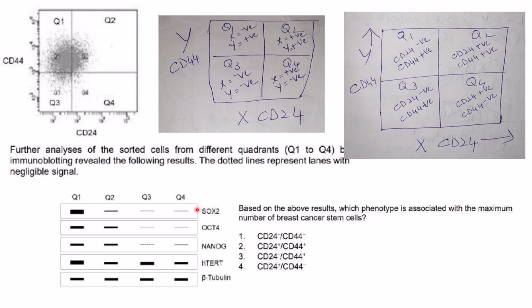Okay, so SOX, OCT, NANOG must be at high levels in the cancer cells. Similarly, HTERT should also be expressed at high levels in the cancer cell. So when you analyze this immunoblot, you will find that Q3, Q4 have less signal intensity. And if you see the HTERT, you can see that it is also less band intensity than that in Q1. But if you see Q2, again these transcription factor signal intensities are more in Q1 than in Q2.